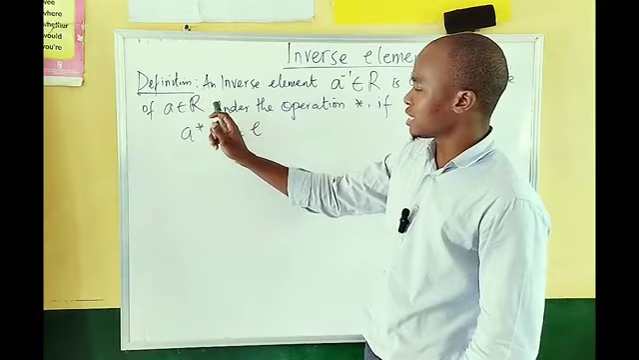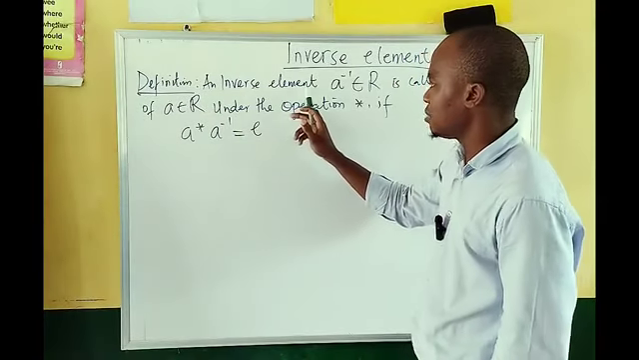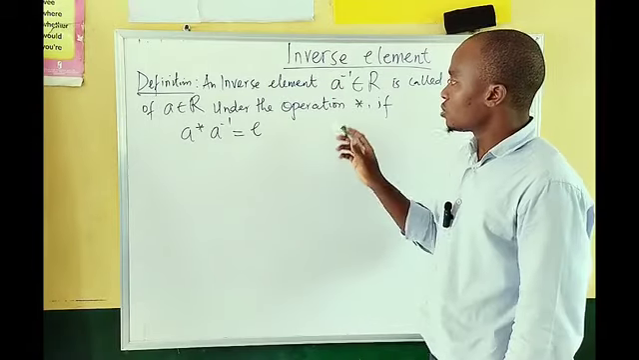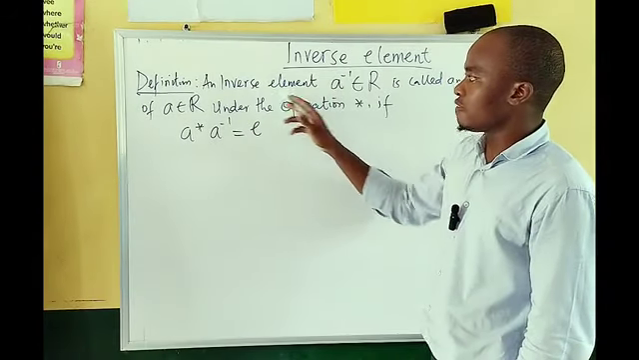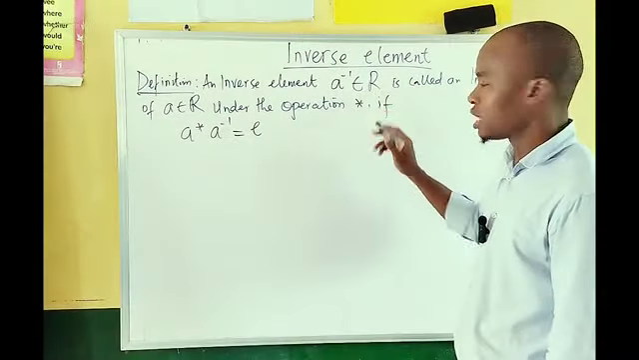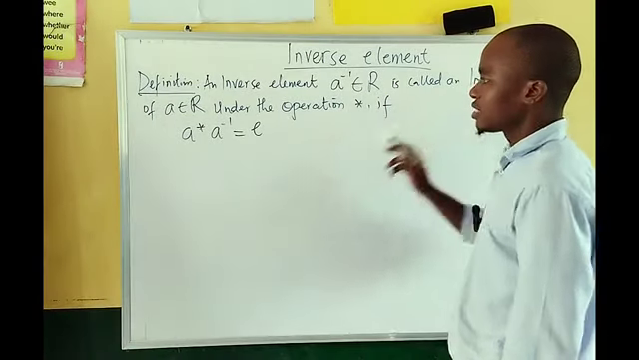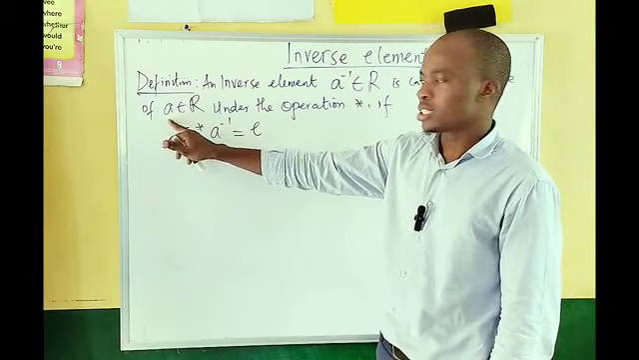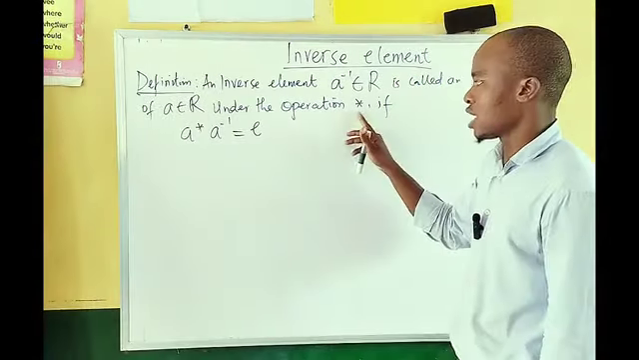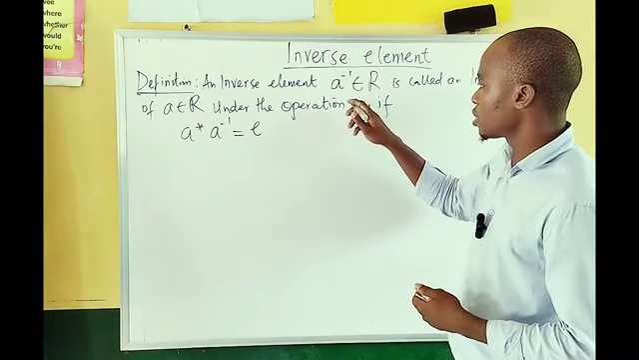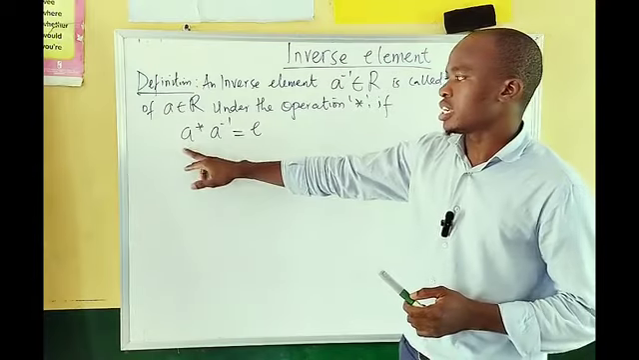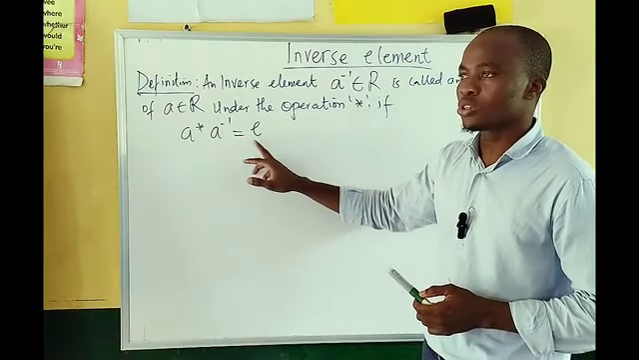Now we represent our inverse element as a raised to power minus 1, belonging to the set of real numbers, is called an inverse of a, that also belongs to the set of real numbers under the operation star. Let's say we have an operation given to be star. Then a star a inverse equals e.